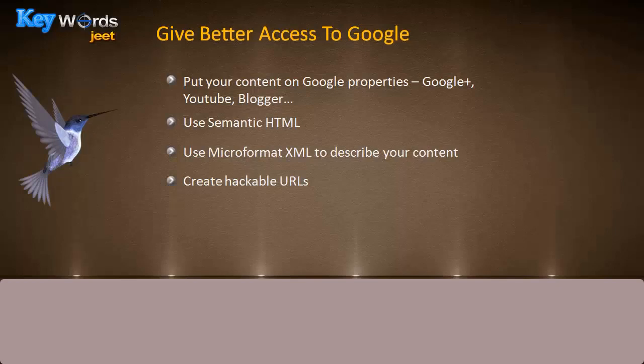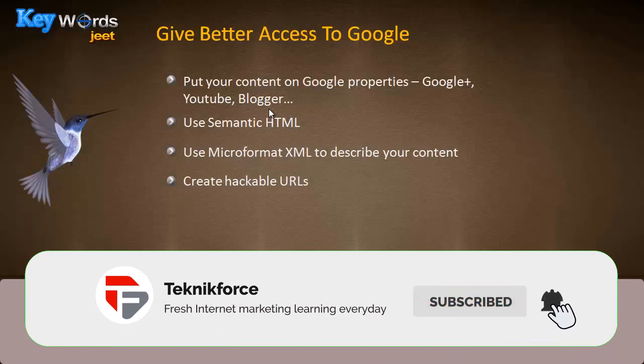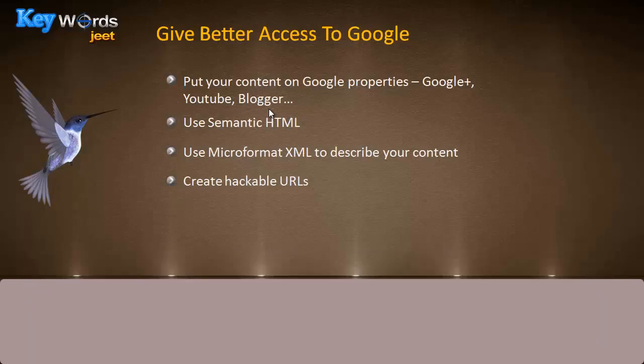The first thing that you can do is put your content on Google properties like Google+, YouTube, Blogger. Now that's very obvious. Even though you might not agree that Google+ is a very good or popular social network, you should still target it, because Google has best access to all the Google properties like Google+, YouTube, Blogger, and all the other products it has out in the market like Picasa and everything else.